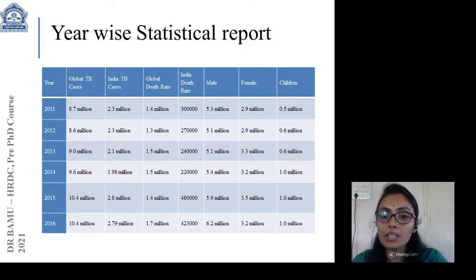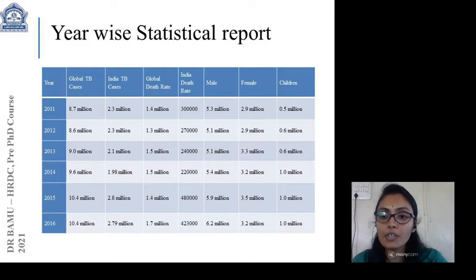Globally in 2011, 8.7 million TB cases were found, whereas in India 2.3 million TB cases were found, which is near about 26% as compared to the world TB cases. Here we can see that the ratio of the TB cases goes in increasing order. From this 8.7 million, 1.4 million people died from this infectious disease, which is near about 15 to 16%. And the death rate of India TB cases is near about 13 to 15%.